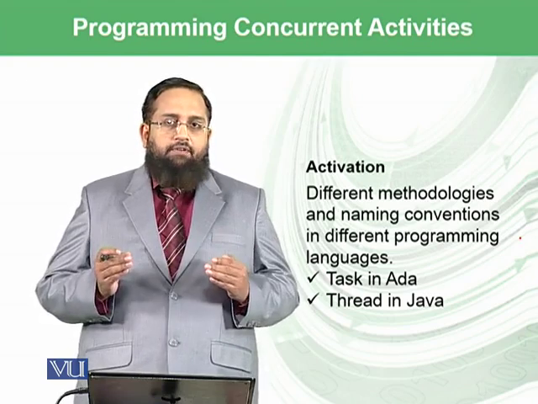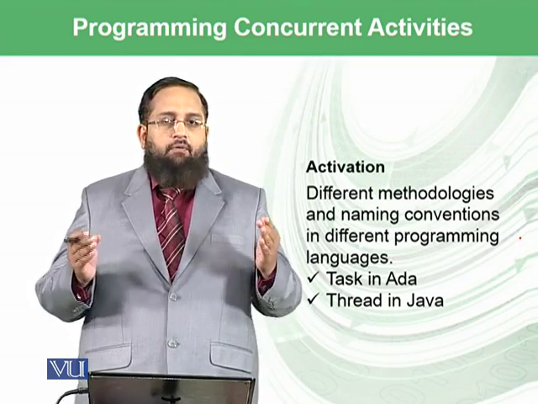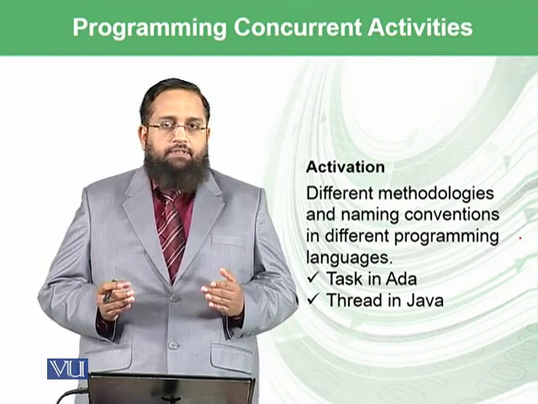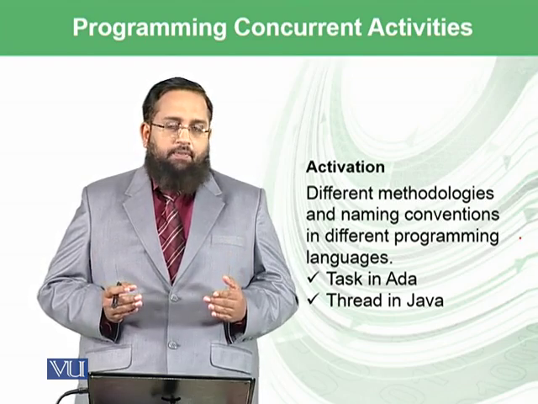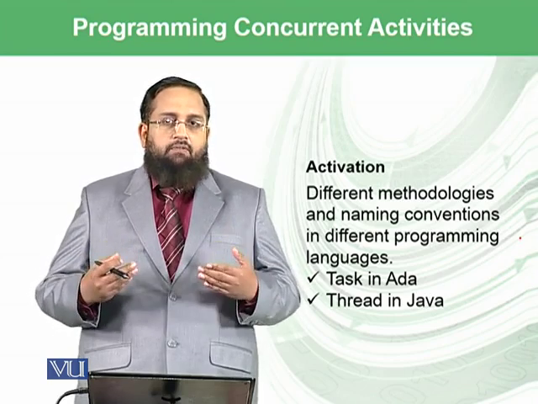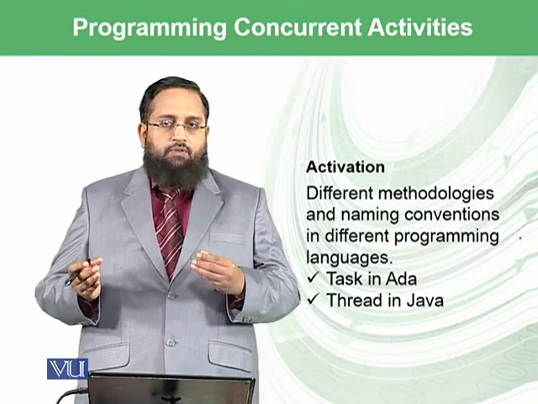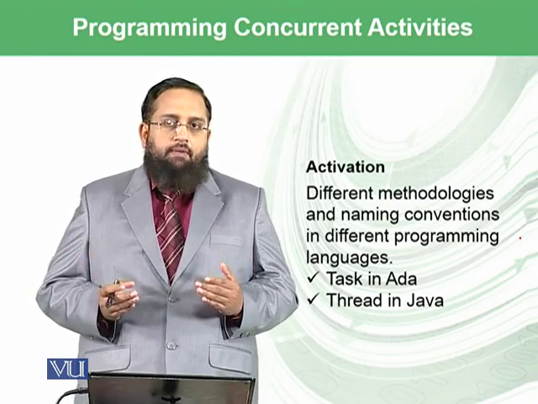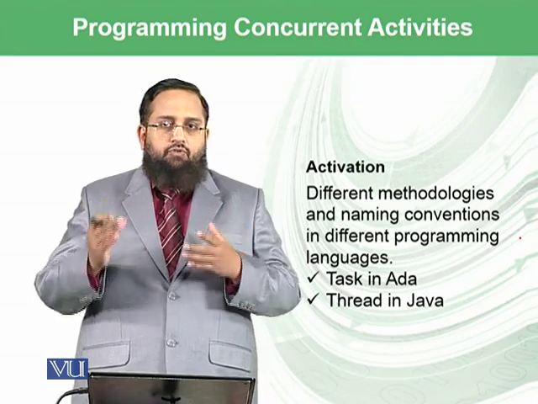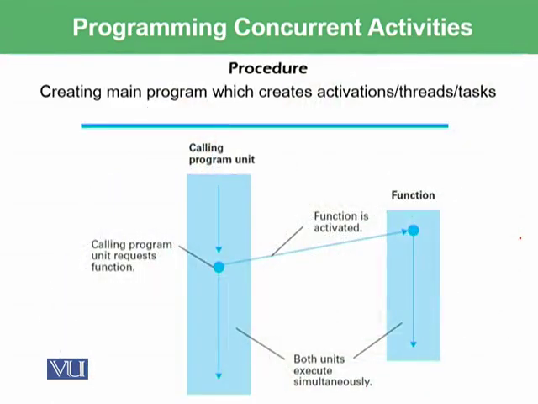The activations are basically different methodologies, and different naming conventions are available in different programming languages. In some programming languages, it is called a task, like in the Ada language. And in Java, it is called a thread. So for executing concurrent activities in Java, you need to make many different threads belonging to the one task. So in the previous example, you need to make threads equal to the number of objects in the game. Each thread is consuming the CPU on its turn, as we have learned in multi-programming. So this is how it works.